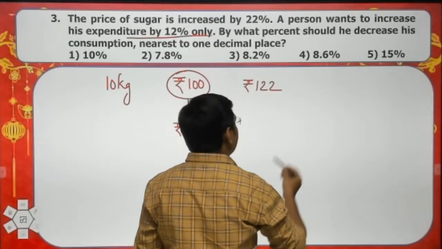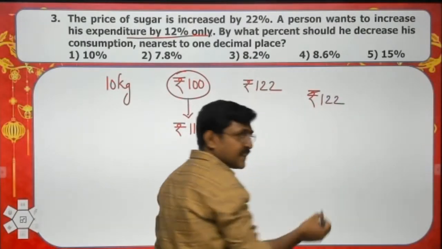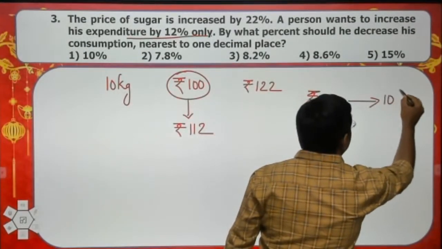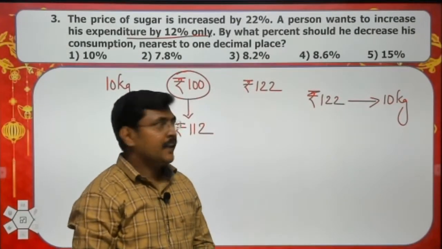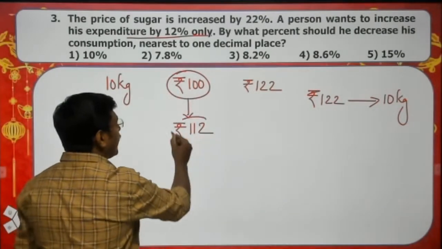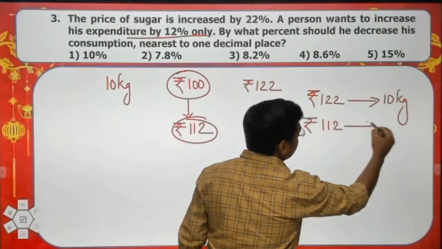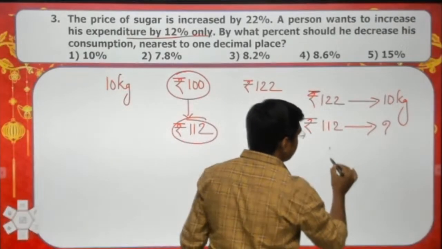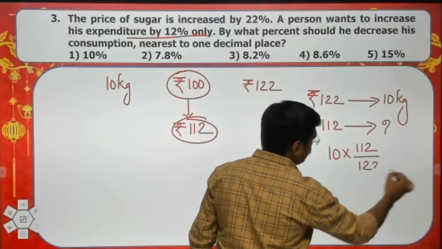The first condition is that for this 122, considering the present condition, he will get 10 kg, right? In order to buy this 10 kg, he needs to pay rupees 122, but he is not spending that much. He can spend only 112 rupees. So for this 112 rupees, what quantity of sugar can he purchase? So we are applying the chain rule. So 10 into 112 divided by 122.